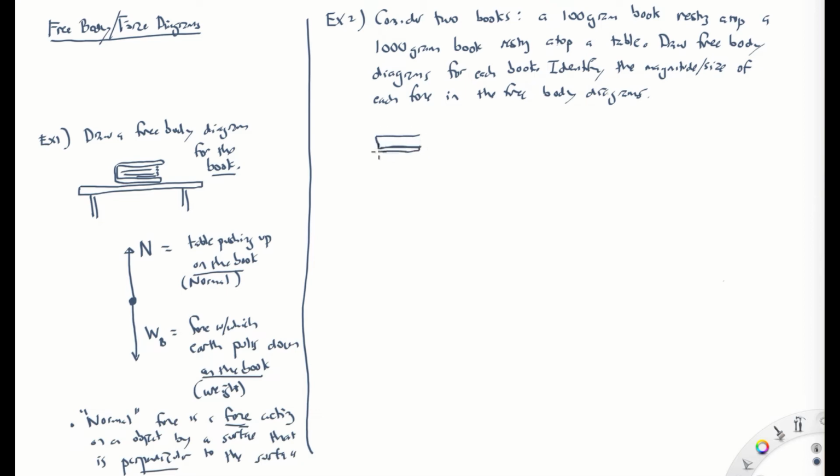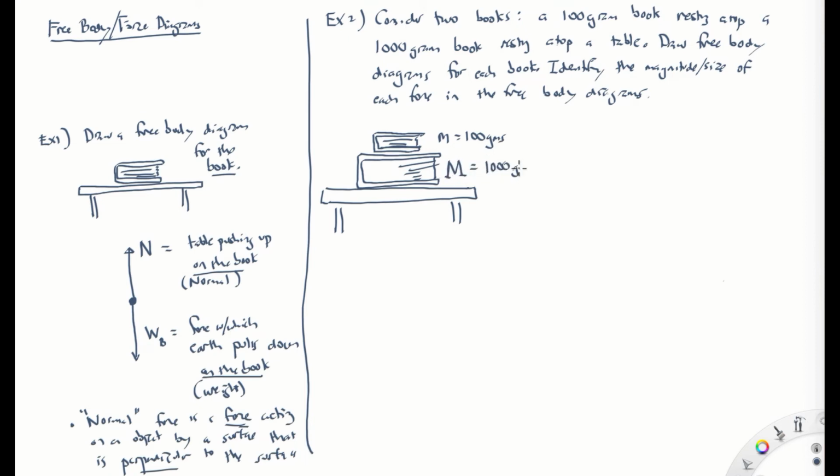So we've got, here's our small book, it's our 100-gram book. Okay, and this is going to be resting on top of this larger book, the 1,000-gram or 1 kilogram book. And that book is going to be resting on the surface of this table. Okay, so I'll call this one the little mass. It's 100 grams. And this one is the big mass. I'll write capital M for 1,000 grams.